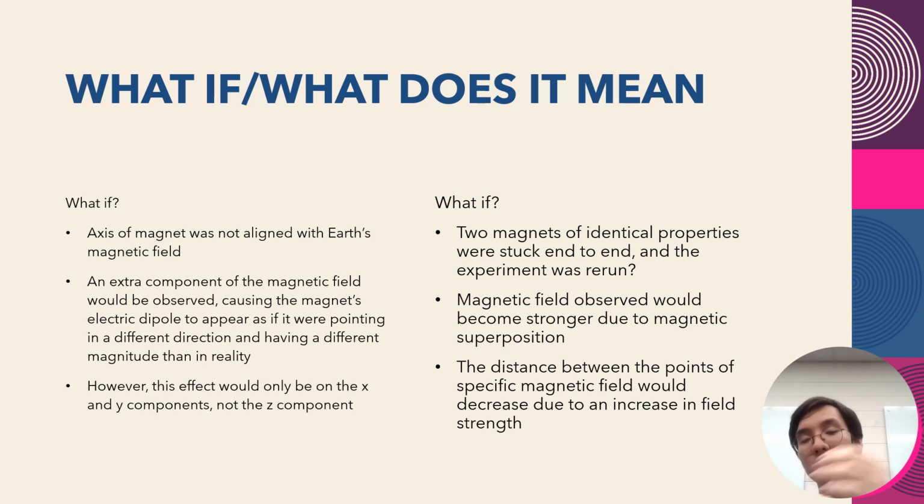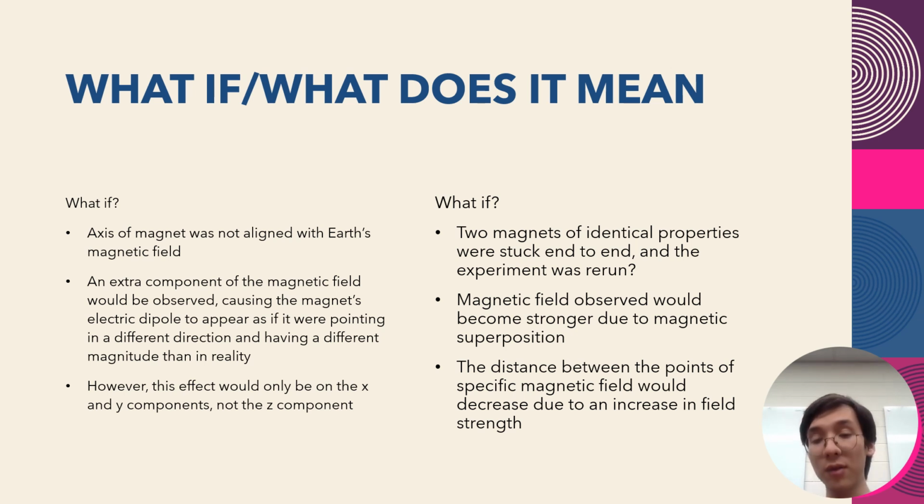Now the answers to the two questions that were given. First, what if the axis of the magnet was not aligned with Earth's magnetic field as it was in the experiment? In that case, we'd observe an extra component of the magnetic field, which would cause the apparent magnetic dipole to appear as if it was pointing in a different direction and had a different strength. However, this effect would only be on the x and y components, as Earth's magnetic field does not travel in the z component.